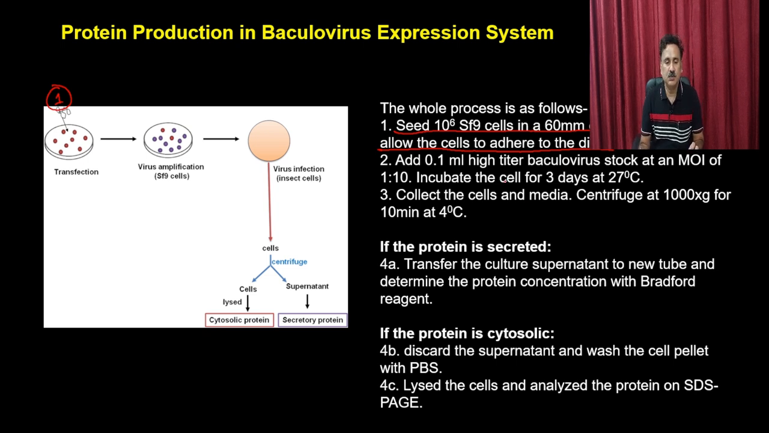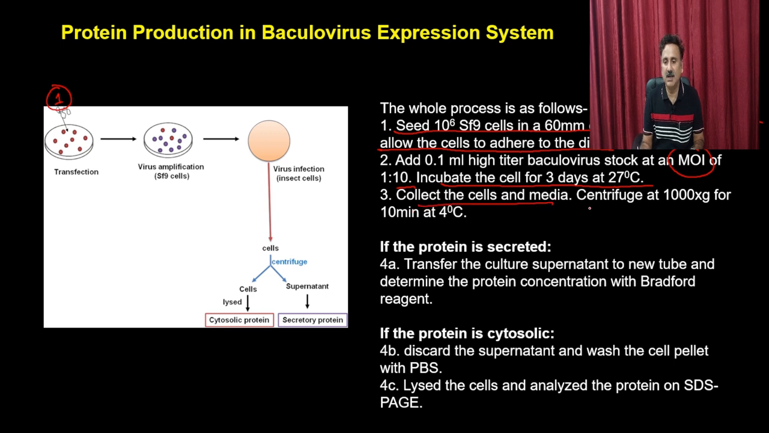Then you are going to transfect them with an MOI of 1:10. MOI means, for each cell, how many baculoviruses you are going to use. So 1:10 means for one cell you are going to put 10 virus particles, okay? That is what MOI means. And you incubate the cells for 3 days at 27 degrees Celsius.